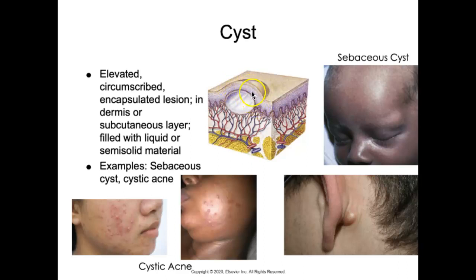Next is a cyst, where it's going to be elevated and circumscribed. Notice how it's an encapsulated lesion, and we can find it either in the dermis, like we see here, or in the subcutaneous layer, or the hypodermis. And it could be filled with liquid or a semi-solid material. So examples would be a sebaceous cyst, so we could see one over here, as well as this one behind the ear, or it could be in the form of cystic acne.